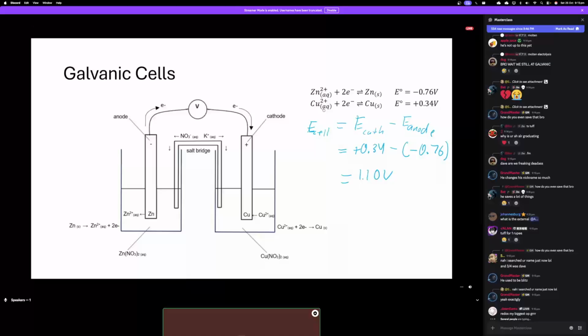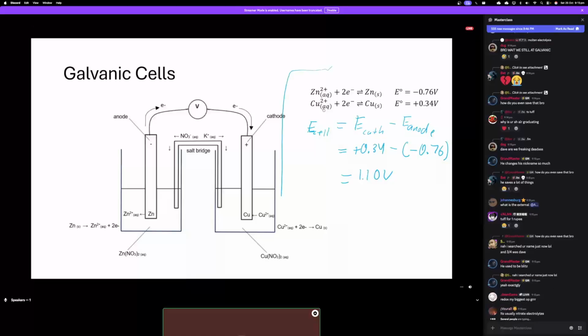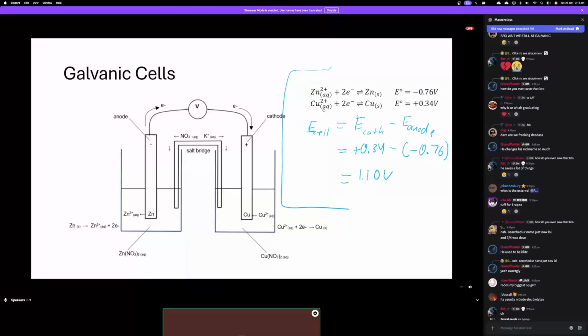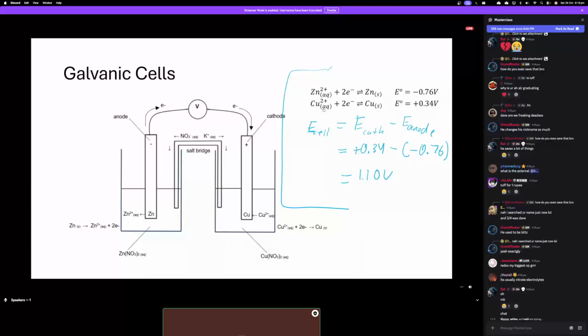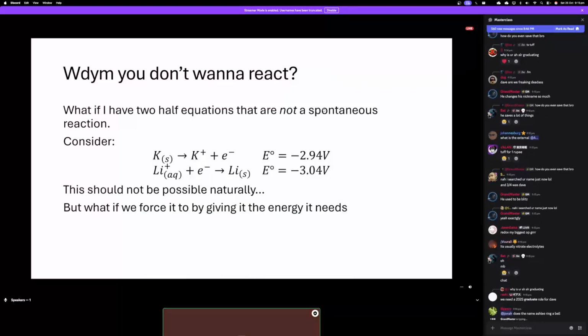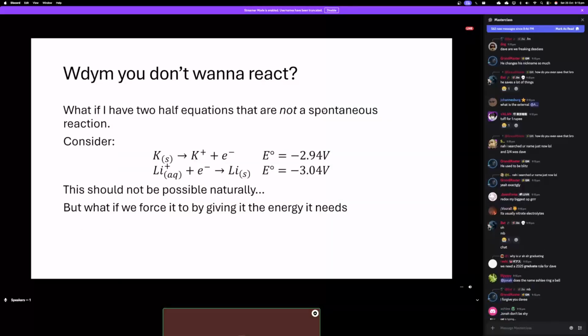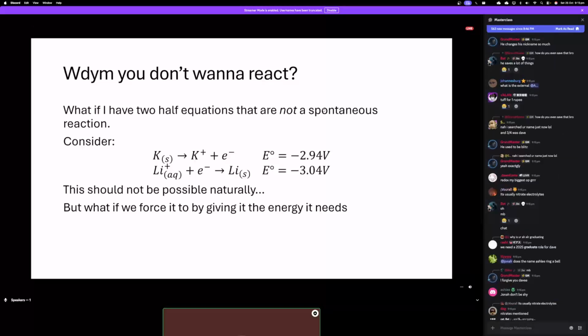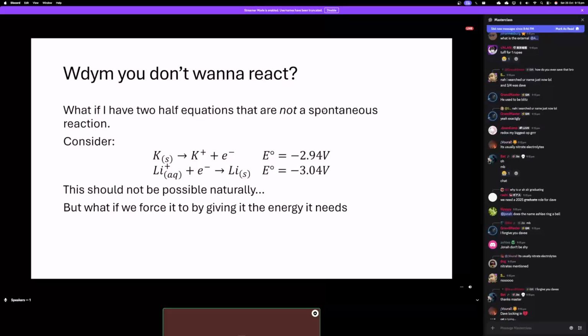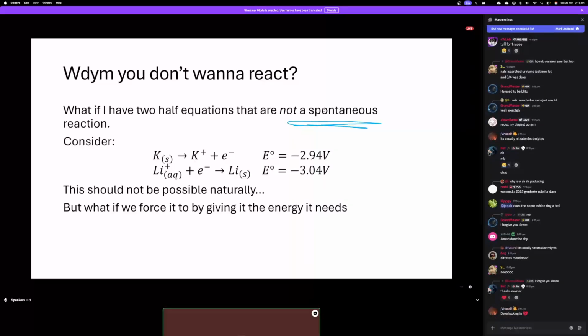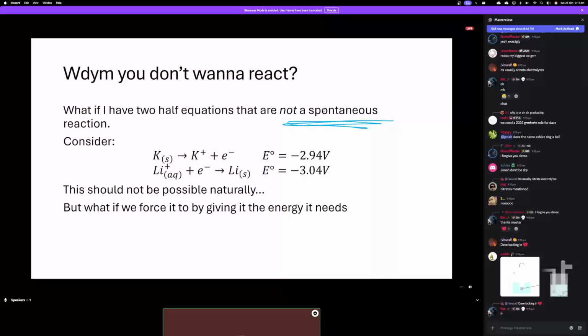So in this case, we were looking at these examples where we converted chemical potential energy into electrical energy, right? But what if it was the other way around? What if we had two reactions that didn't want to occur, but they did? So this is a reaction that is not spontaneous. Spontaneous just means it happens by itself, right?